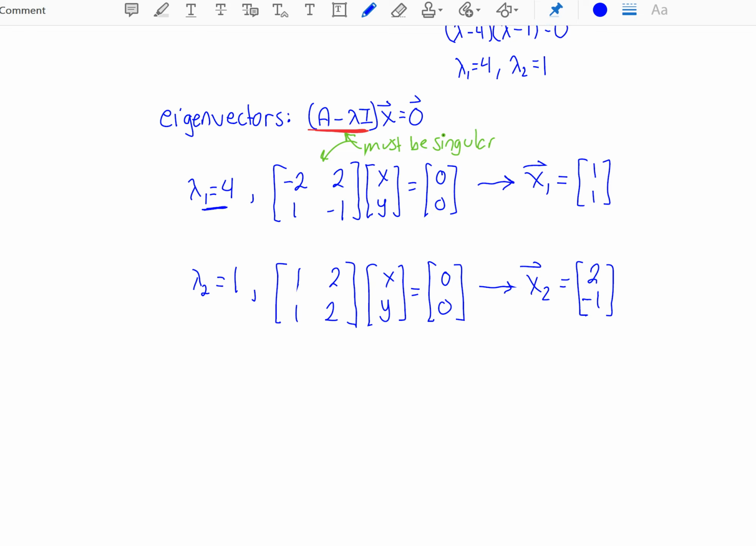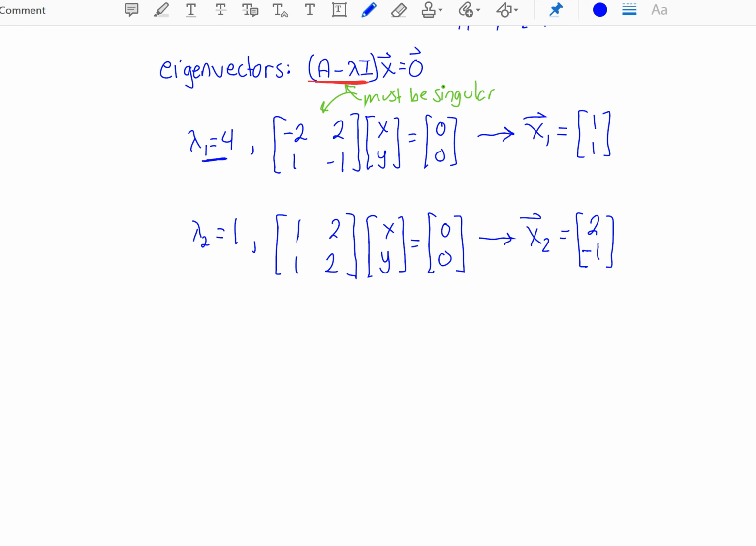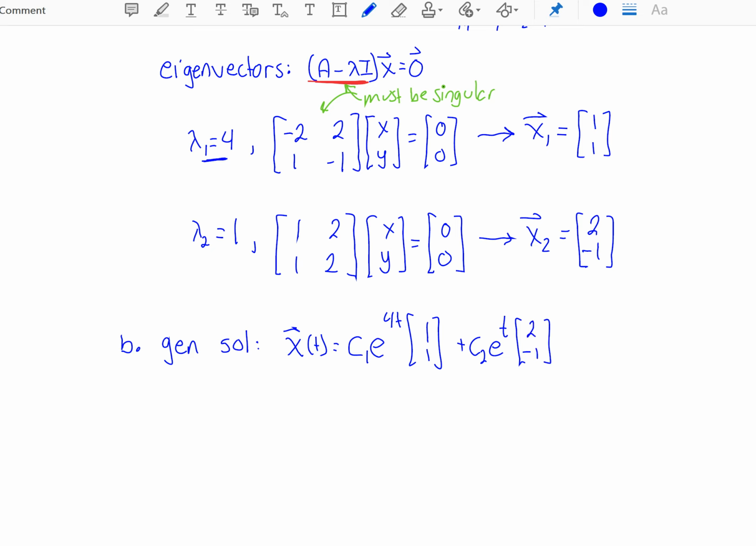Now that we have our eigenvalues and eigenvectors, we can now write our general solution. Our general solution, x of t, is going to be c1 e to the 4t times its associated eigenvector plus c2 e to the 1t times its eigenvector. And this is what our general solution is going to look like.